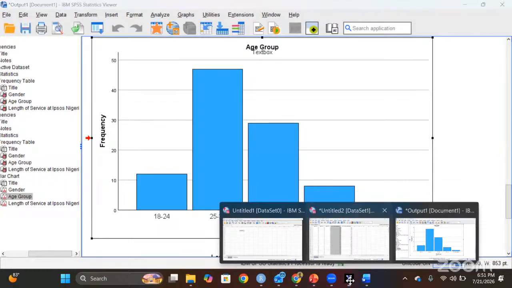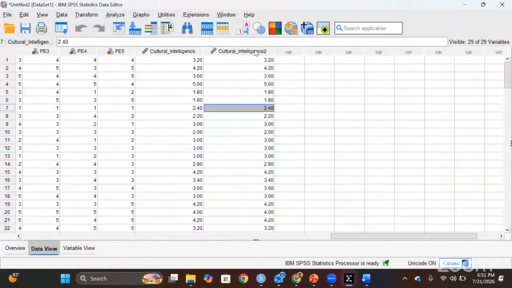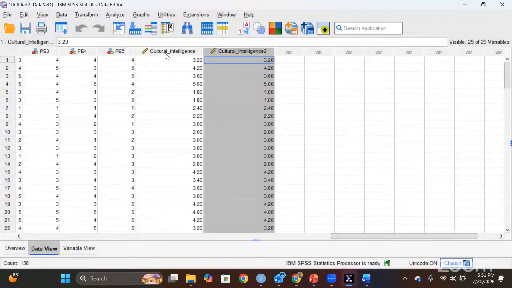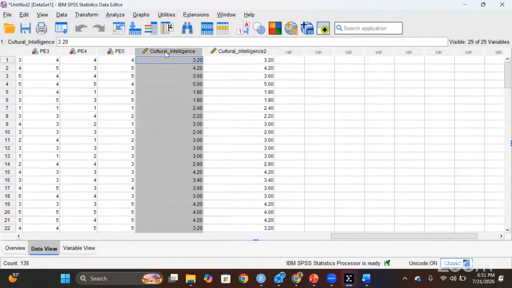So you can see that we now have cultural intelligence. This one is the one that we calculated with mean, and this one is the one that we calculated with the addition divided by 5. That's the normal calculation of mean manually. Any question?